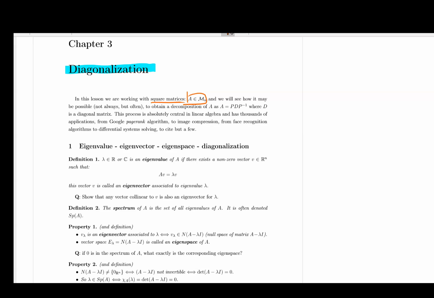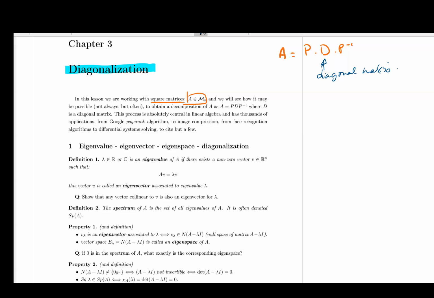And we will see that in many cases, not always, but often, we will be able to decompose A the following way: P times D times P minus 1. So what do we have here? The important thing is that the central matrix D is assumed to be a diagonal matrix, okay?